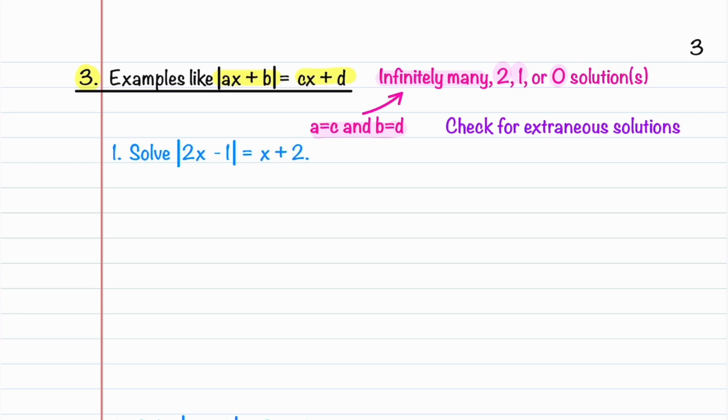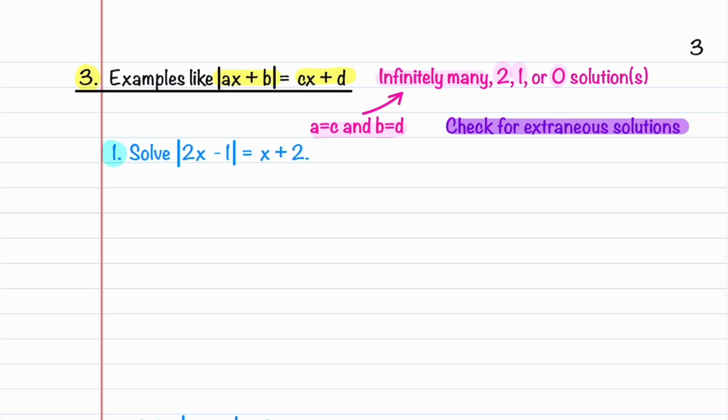The reason that these problems are more difficult is that when you get your answer, you have to do one more thing, and you have to check your answers and see if they're what we call extraneous solutions. Extraneous solutions are solutions that you get when you solve a problem, but they're not actually solutions. And I'll show you exactly how this works.